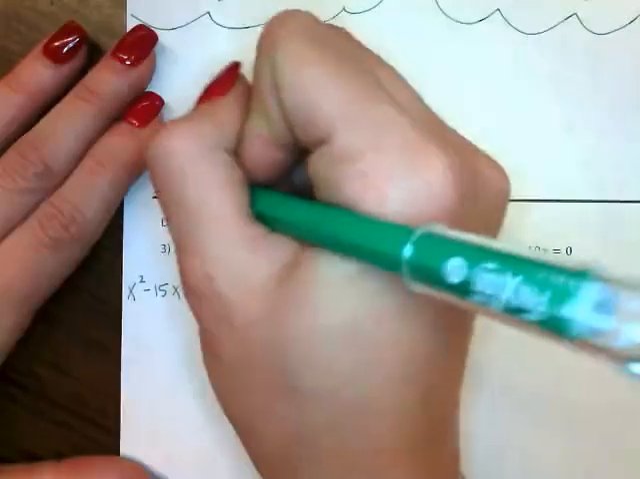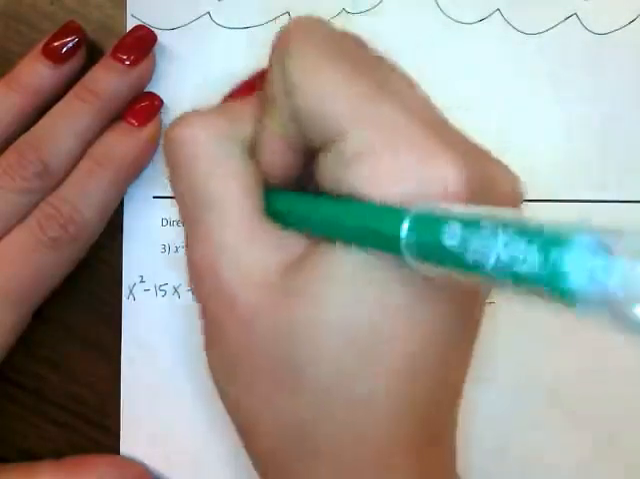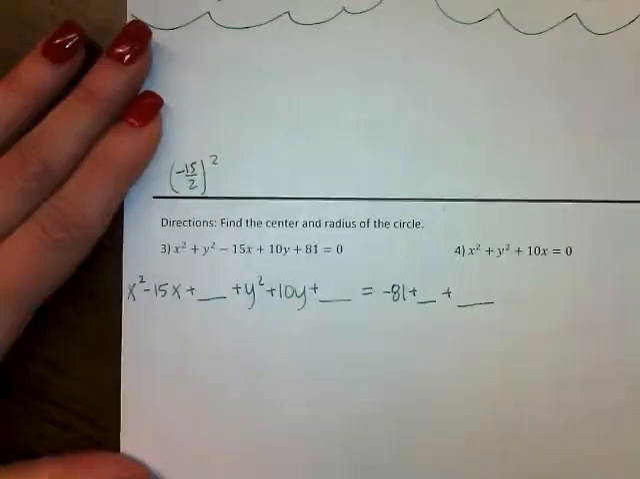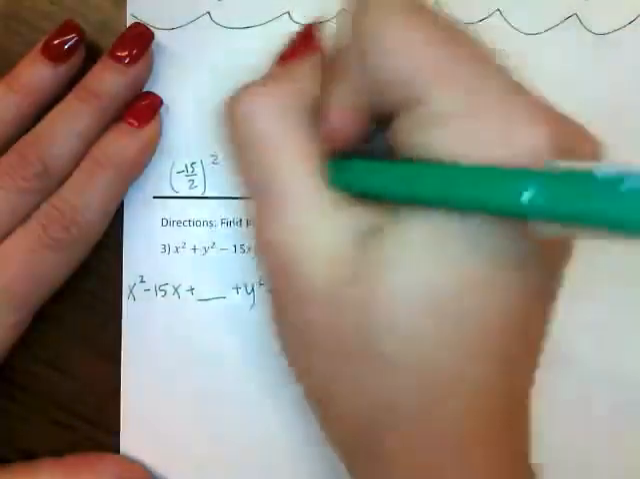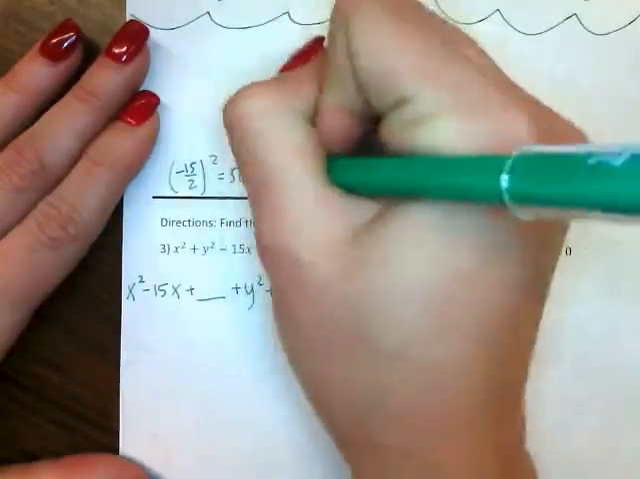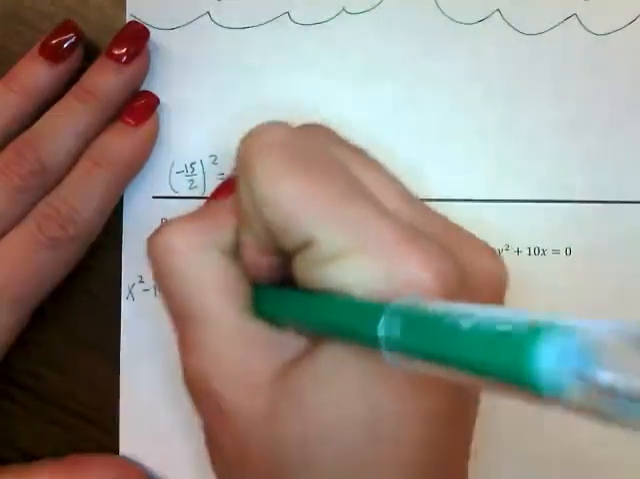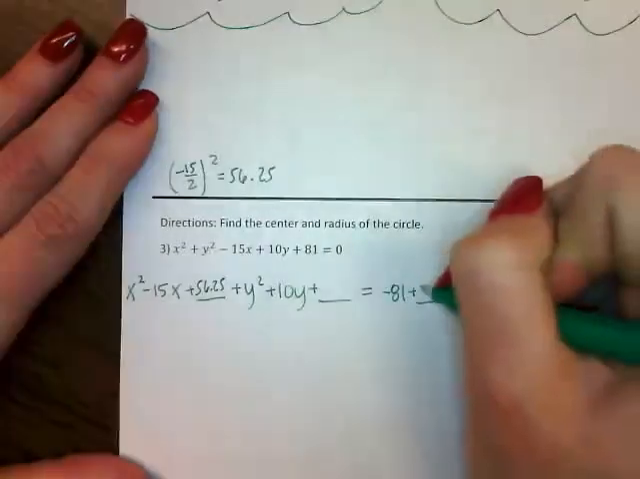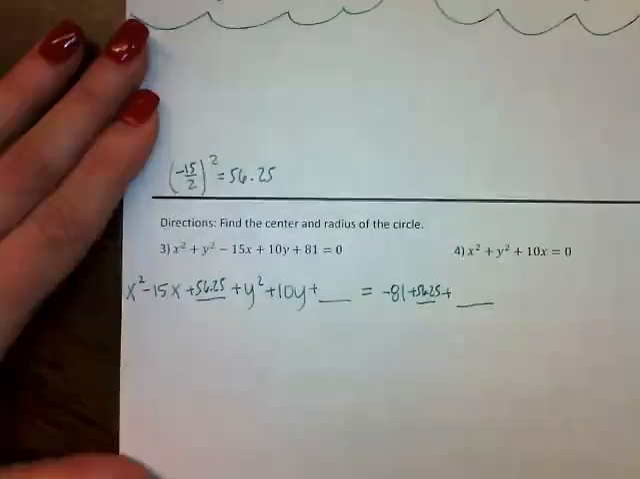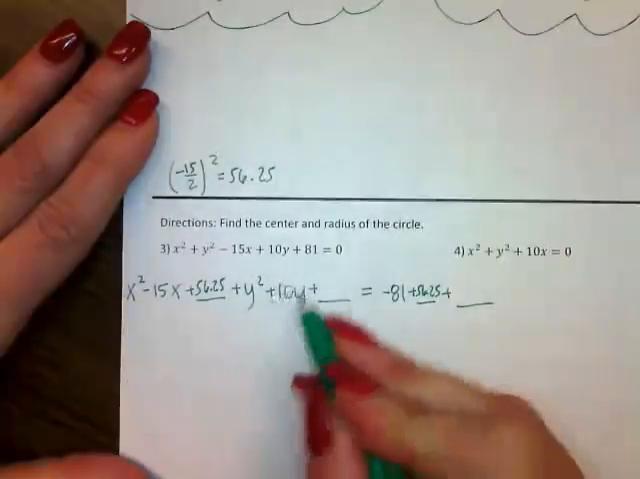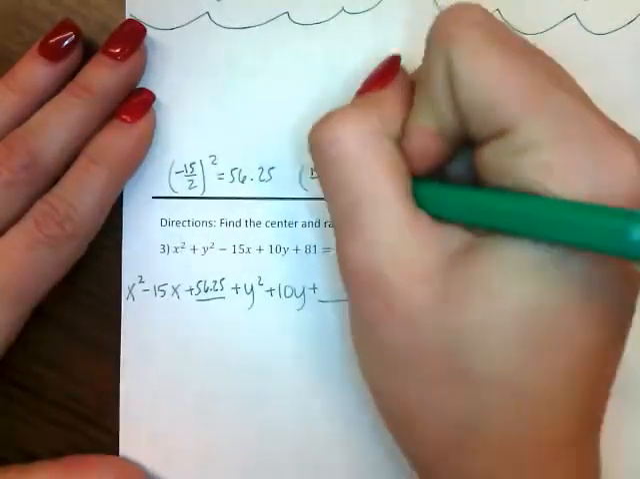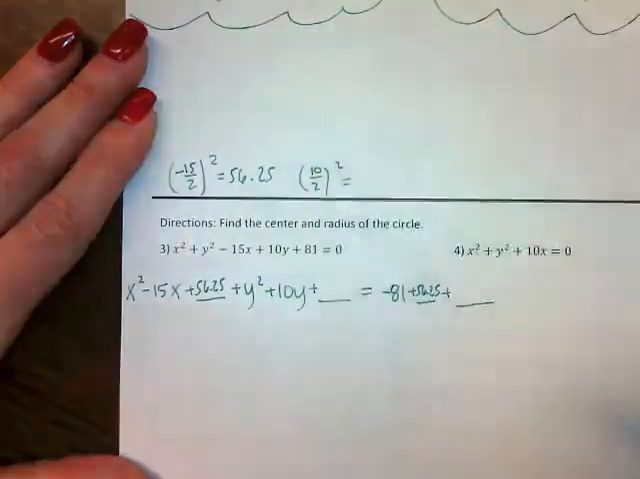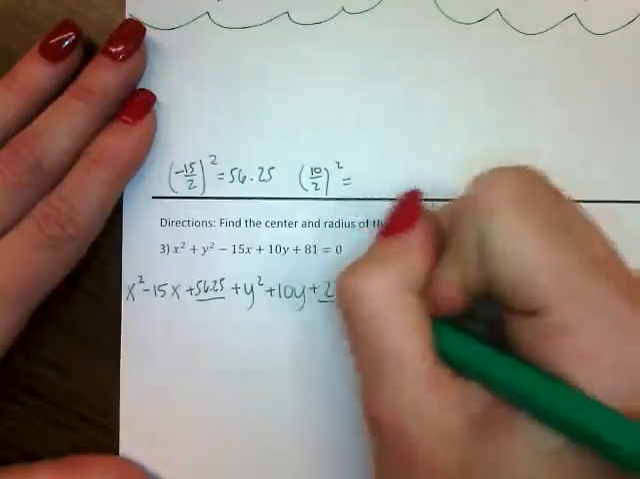I'm going to take my b divided by 2 squared. Let's see what that gives us. 56.25. Okay. Then I can move to this one. 10 divided by 2 squared. That's 5 squared, which is 25.